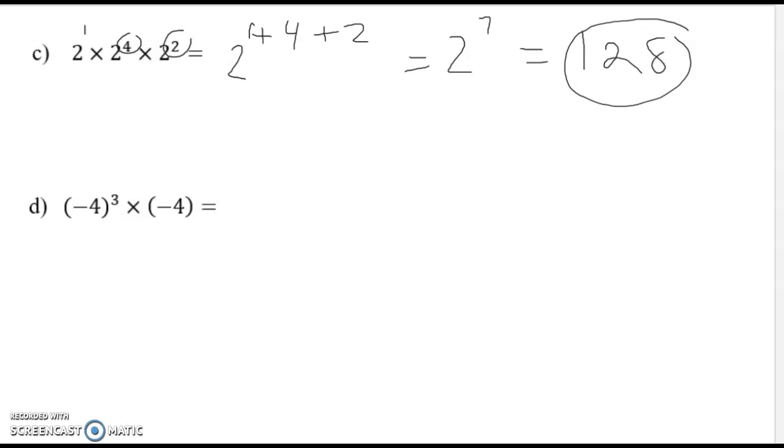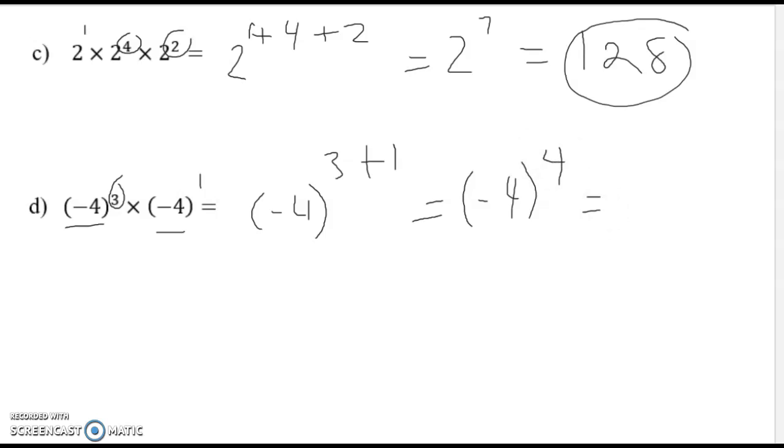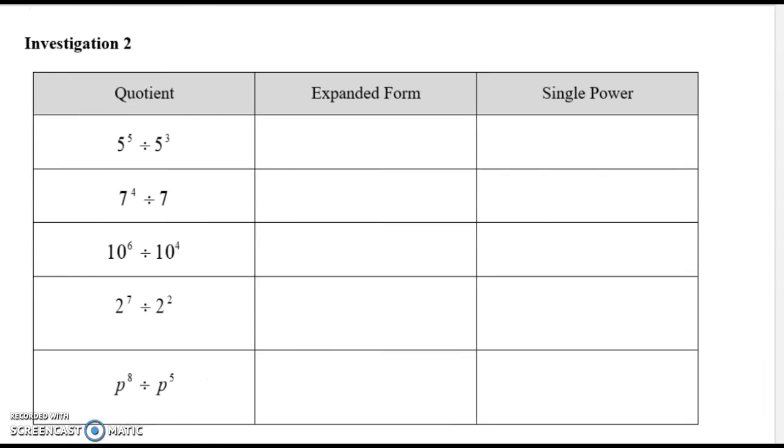And next one here, we have our base as -4, so keep that in brackets so we know that the -4 is getting multiplied as well. Then we have an exponent of 3, and an exponent of 1 if there's nothing there. So it's going to be a base of -4, and then 3 plus 1 is 4. When you put that into your calculators, -4 to the exponent 4 is 256. Okay, next.